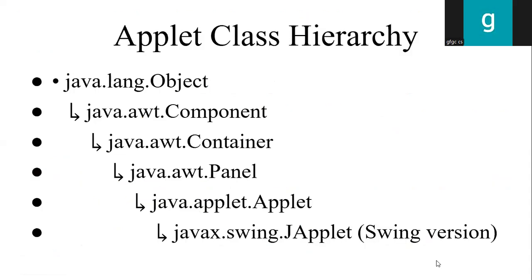Applet class hierarchy. First the java.lang.Object is there, then Java AWT Component, then Java AWT Container, then Java AWT Panel, then Java AWT Applet, then javax.swing.JApplet. This is the extension of this particular applet class. The Swing version is there.